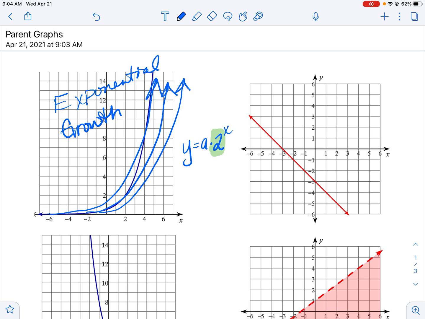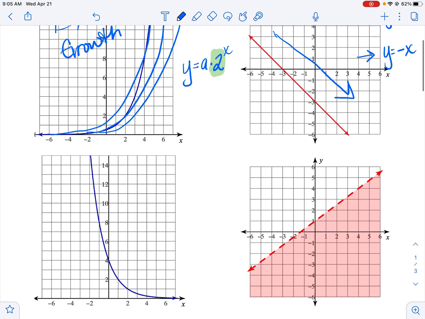This is a straight line, so it is a linear graph. Now, linear graphs use the format y equals mx plus b. And the thing you need to keep in mind is this one has a negative x. How do I know? Because as I look at it from left to right, it is going down. So this has a negative x. So you could also use this equation as the parent graph.